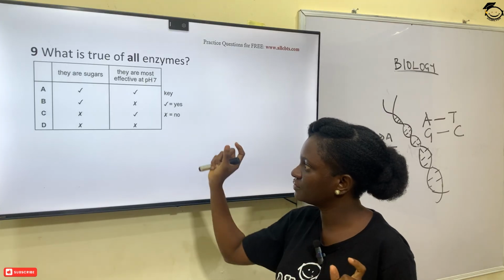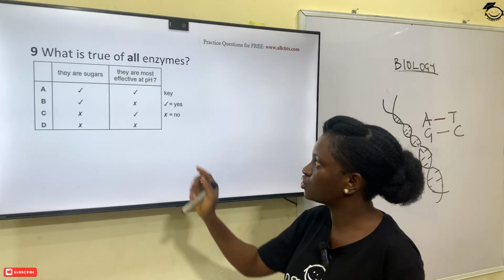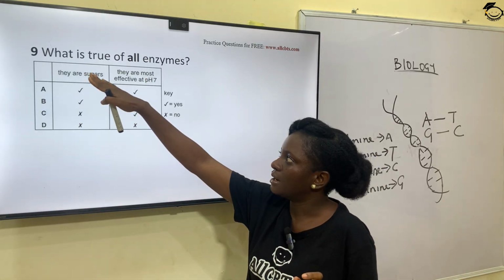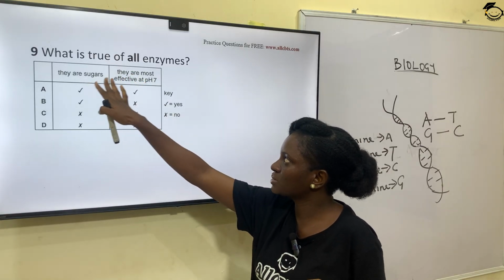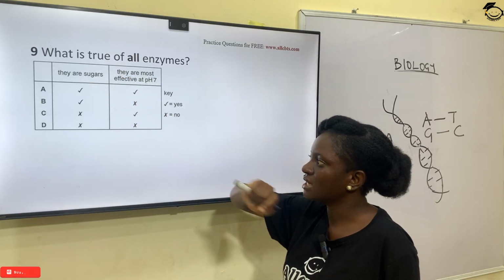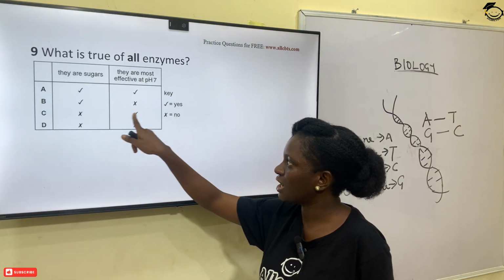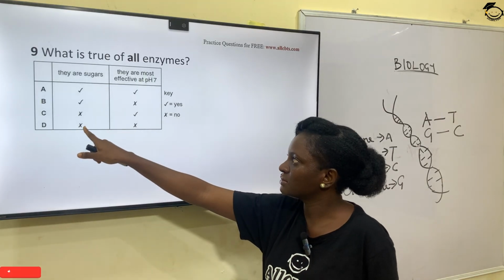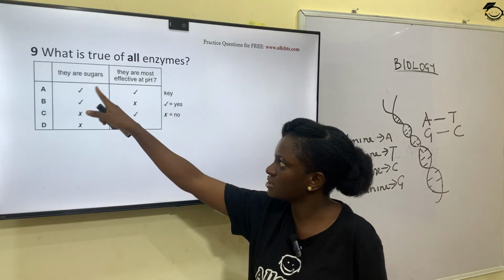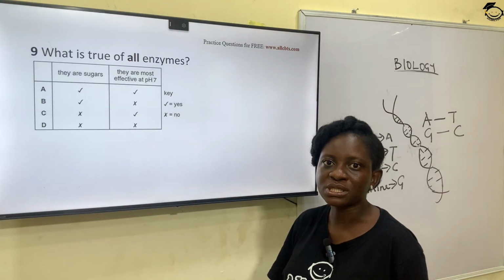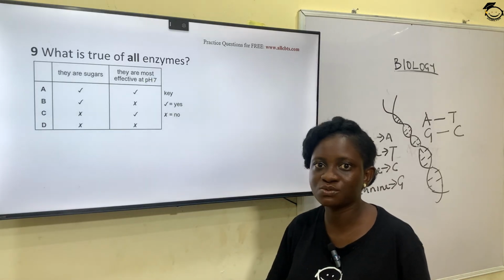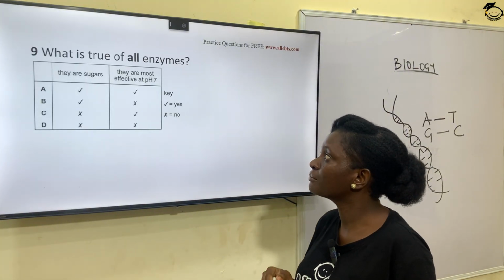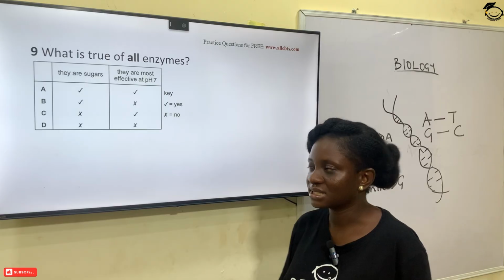So which of the options ticked no to the headings of the table? That means no sugar and not effective at pH 7. That is option D. So you can see in the other options, either the sugar is ticked or the pH is ticked. But for option D, you see that neither of these two correlates with what an enzyme is. So enzymes are not sugar and they are not effective at pH 7. Option D is the correct answer here.